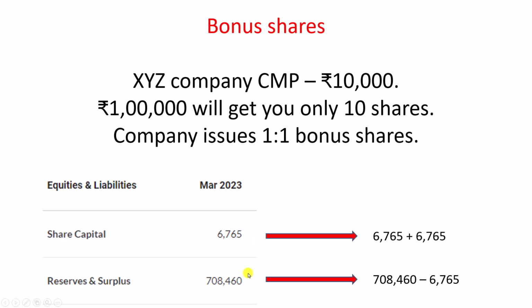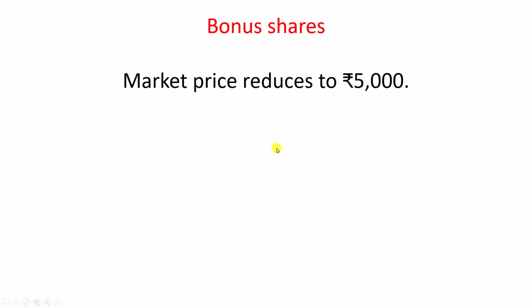See, both are shareholders' money. It doesn't matter if the money is here or here. But in the book of records, the money goes from here to here. So this would be this minus this would be this plus this. Okay? Next, what happens due to issue of bonus shares? The market price reduces to 5,000, which is half.